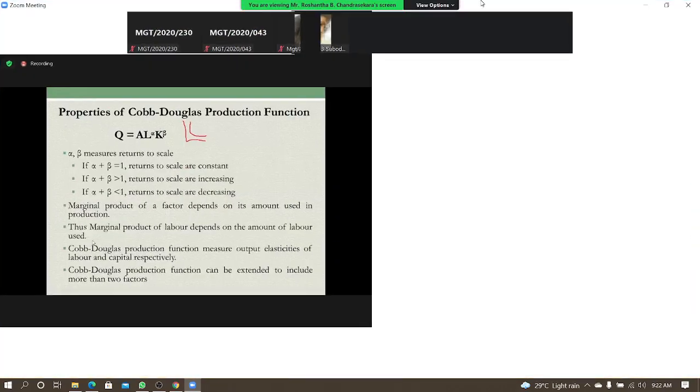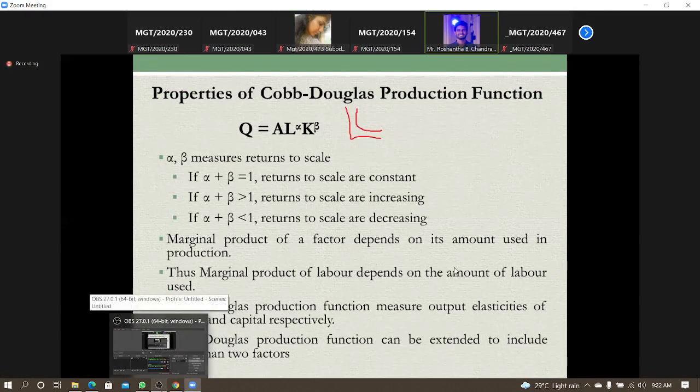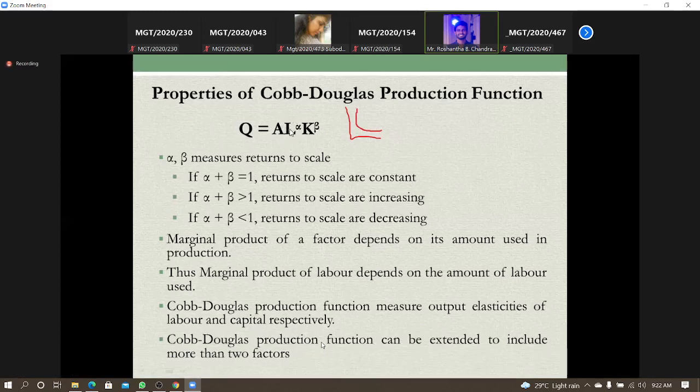So we will take the concept like this. Marginal product of a factor depends on its amount used in the production. That means the marginal product generated from this input depends on the amount used in the production. Thus, marginal product of labor depends on the amount of labor used. The amount of efficiency generated by the usage of labor is denoted here, and that shows the marginal product of labor.